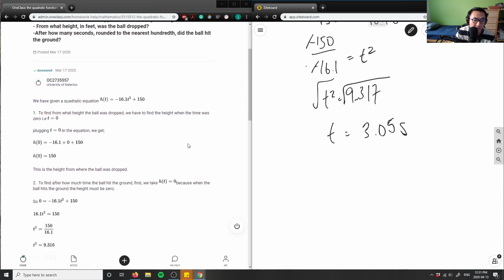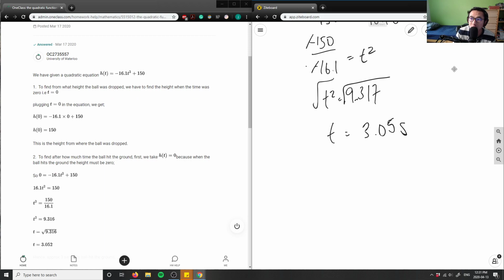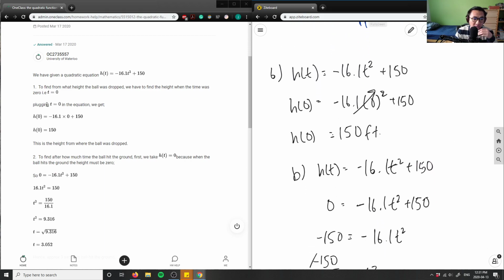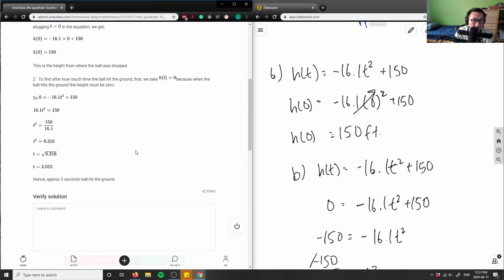So let me check my answer here. Again, h at t, they plugged in 0. That's good. This should have been 0 squared, actually. 0 squared times 0 squared plus 150. That equals 150. That's good, they set 0 to find the height. So 150 is correct here.